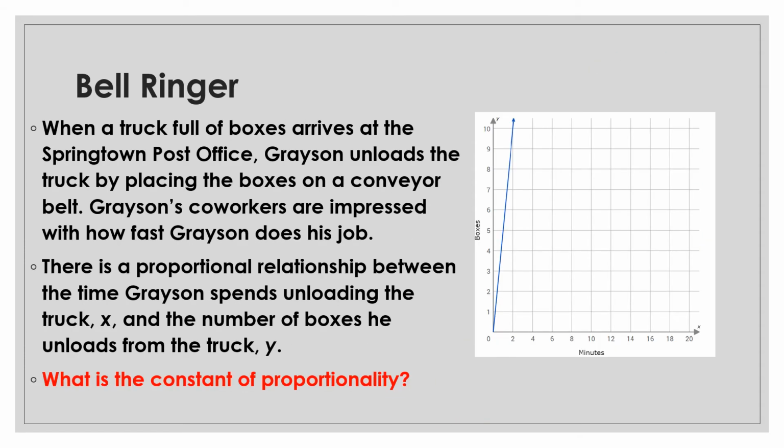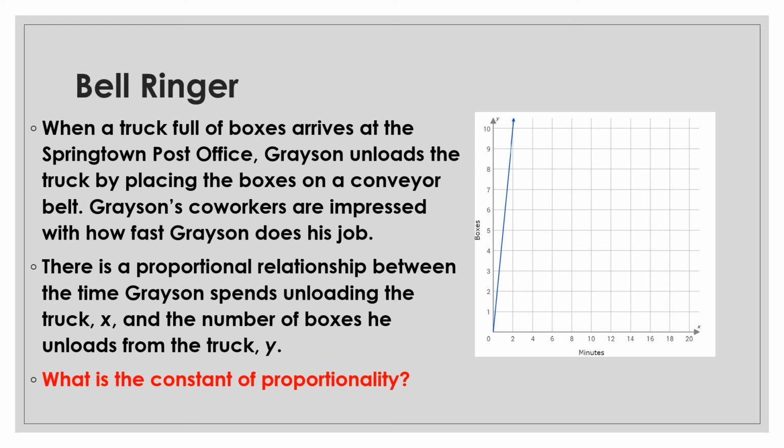Okay, on this second one, we are given a graph. It says when a truck full of boxes arrives at the Springtown post office, Grayson unloads the truck by placing the boxes on a conveyor belt. Grayson's co-workers are impressed with how fast Grayson does his job. There is a proportional relationship, which you should see because your graph is straight and passing through the origin, between the time Grayson spends unloading the truck, X, and the number of boxes he unloads from the truck, Y. What is the constant of proportionality?